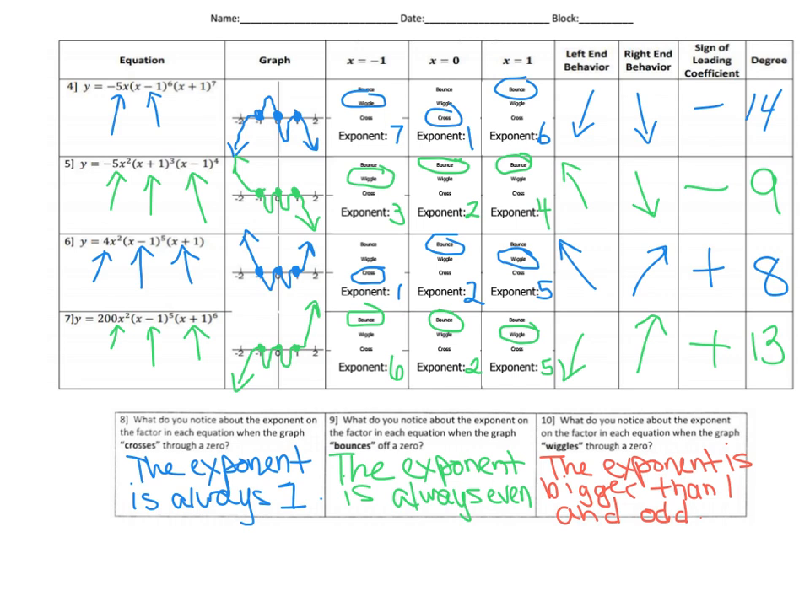So now we can graph polynomials in factored form just from finding the degree, the leading coefficient, the x-intercepts or the zeros, and then the multiplicity tells us, does it cross, does it bounce, or does it wiggle? So multiplicity, we're basically just looking at exponents to determine that. Is it 1, is it even, or is it an odd number bigger than 1? That's what we just did on these notes. Now you can graph polynomials that have been in factored form.